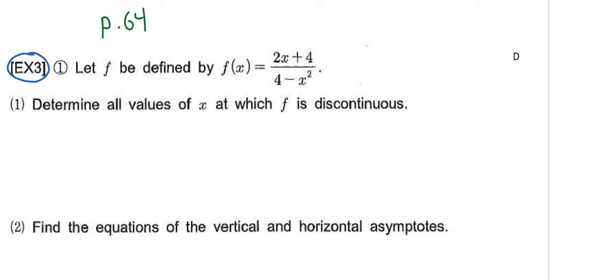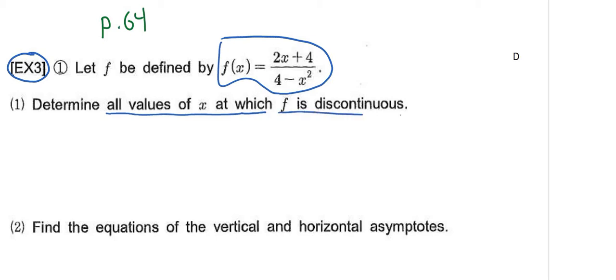So for question number 1, let f be defined by this rational function here. And I want to determine all values of x where f is discontinuous. So when we're looking for discontinuous properties, we're looking for vertical asymptotes and holes, right? If you have vertical asymptotes or holes in your graph, then you have to lift up your pencil in order to draw the graph. And in high school, we kind of say that if you have to lift up your pencil, then the function is not continuous. Okay, so let's jump right into this.